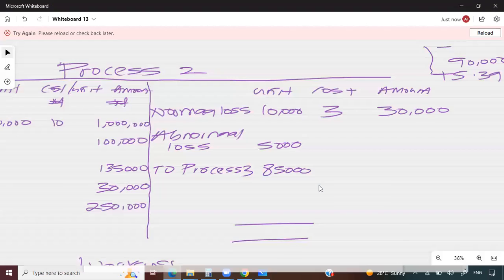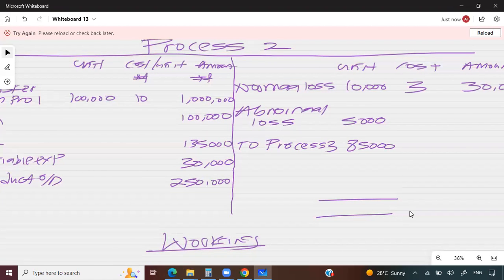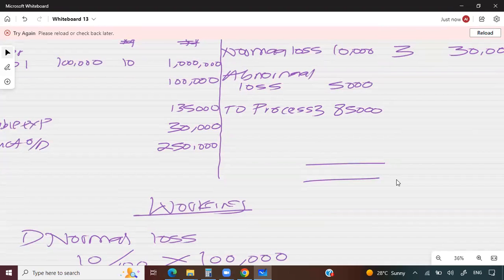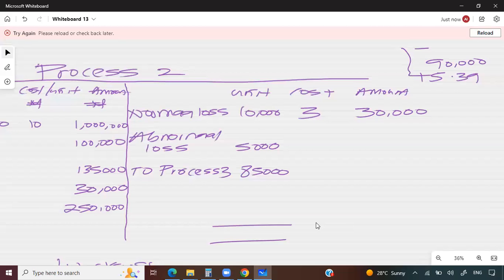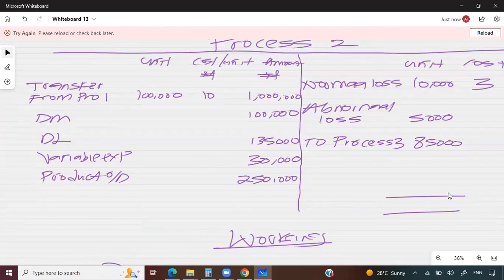So that is that. Then the next thing we need to do is determine the cost. Let's determine the cost. So what we just need to do first is add all this.